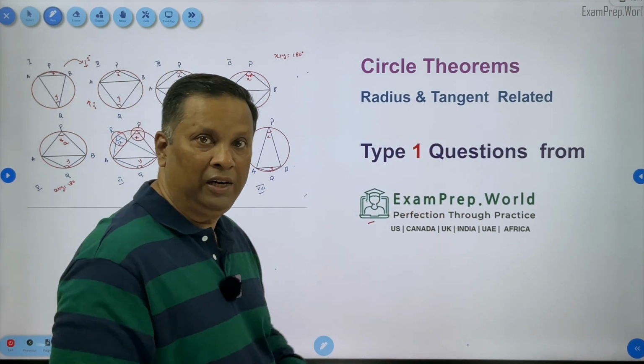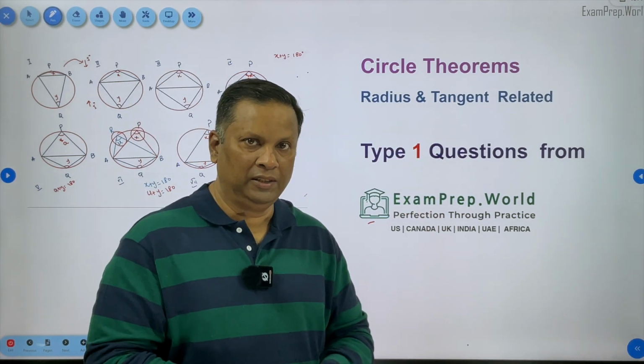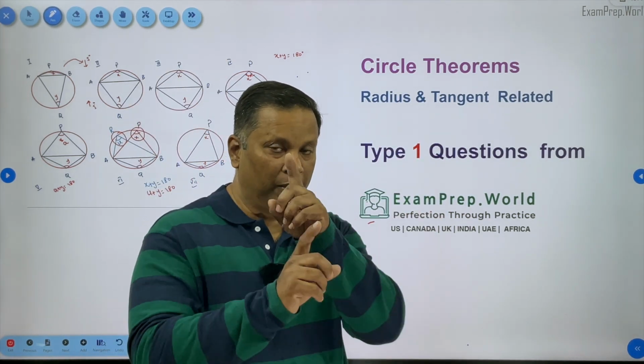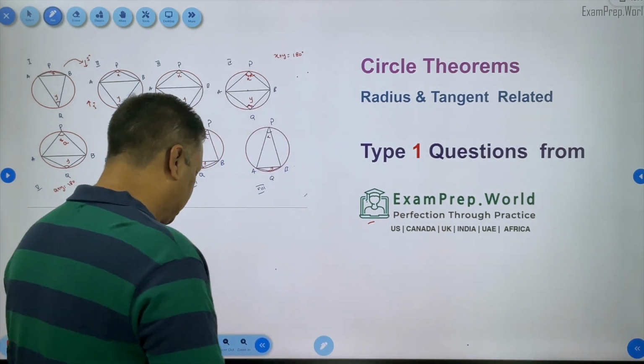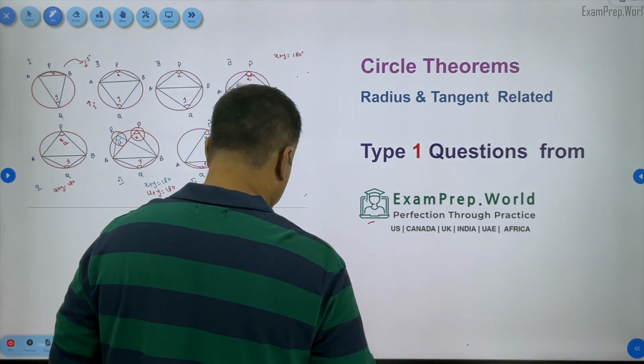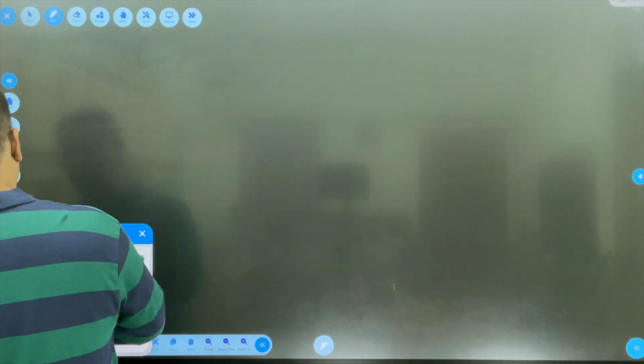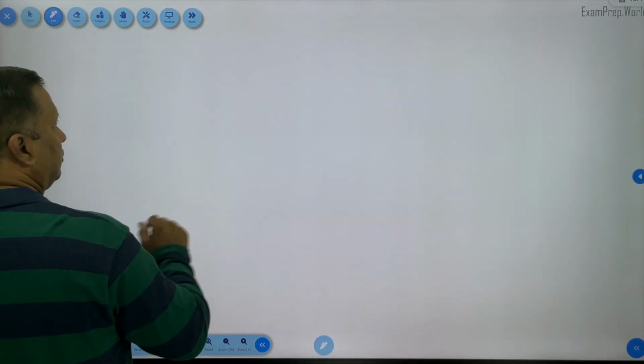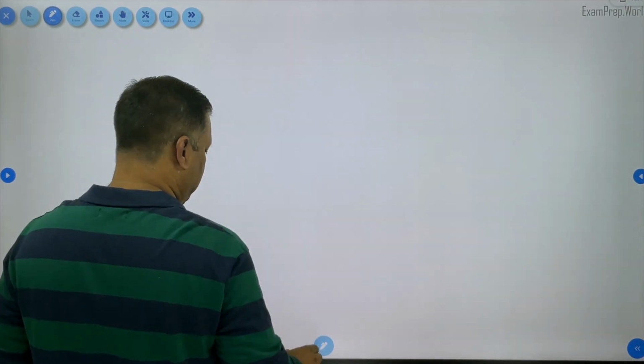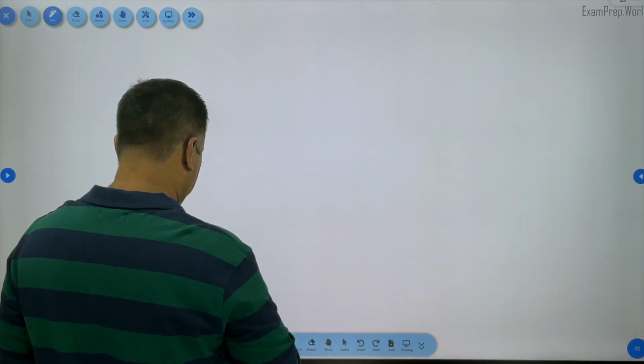We are now going to do type 1 questions, where we have radius and tangent related questions. So you have radius and tangent. Radius is always perpendicular to tangent, if you remember. Because we are talking of radius related to tangents, let us understand what I am talking about.